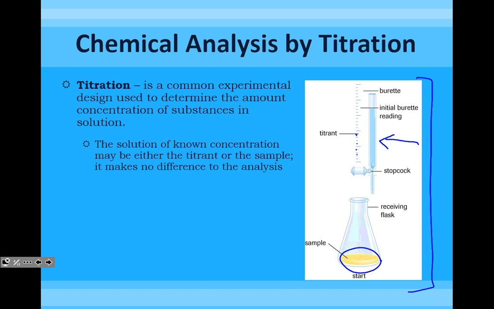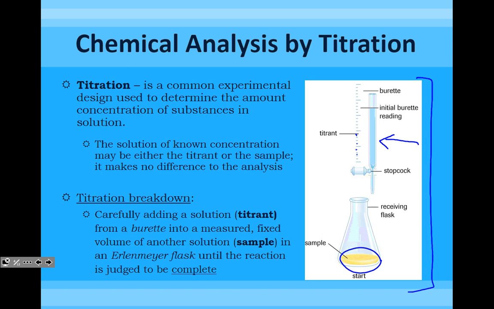It all depends on what you're looking for, right? But you have to have the concentration of at least one. That's a given. It's either the concentration of the solution in the sample or the concentration of the solution in your burette. So the solution of known concentration may be either one. You carefully add your titrant from your burette into a measured fixed volume of another solution, the sample, in an Erlenmeyer flask until the reaction is judged to be complete.